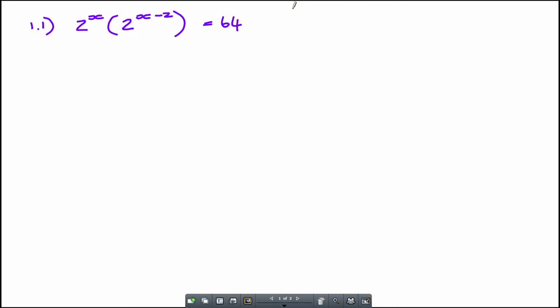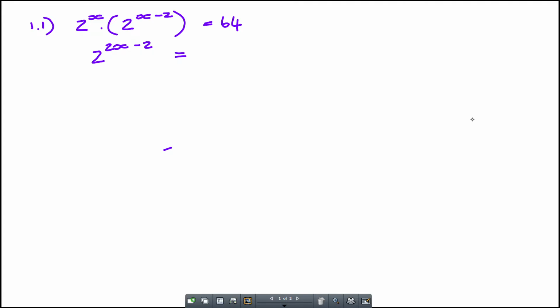So, first things first, on the left-hand side, you will see that both of them have a base of 2. Technically, it's 2 to the power of x times that bracket. And when the base is the same and we multiply, what do we do with the exponents? We add them. So that is the same as x plus x minus 2, meaning 2x minus 2.